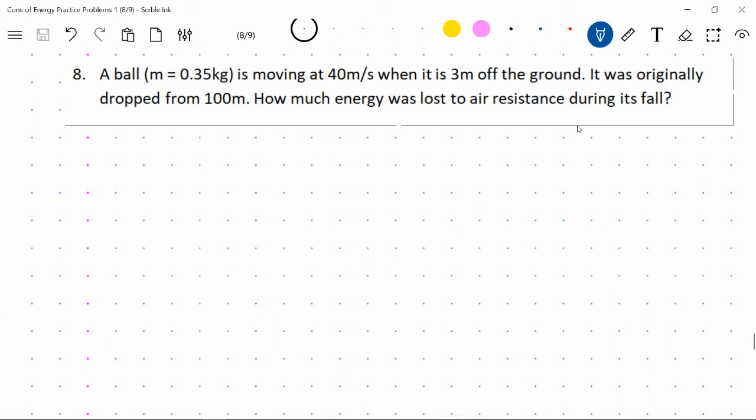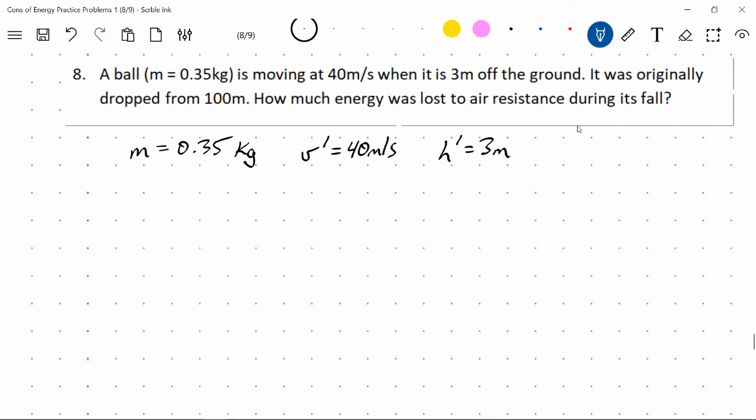So here we go. The ball has a mass of 0.35 kilograms. It's moving at 40 meters per second. Now, I'm thinking of this as the later stage here. So I'm going to call that v prime of 40 meters per second when it is at that later stage at a height of 3 meters above the ground. We're measuring height from the ground.